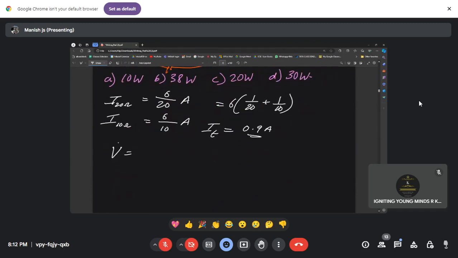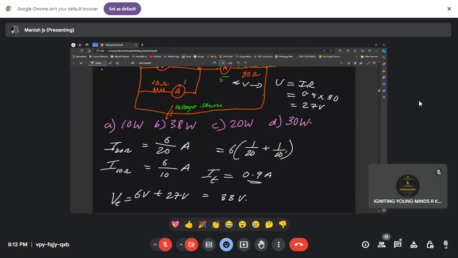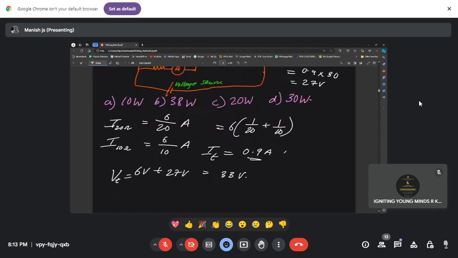So the total potential is going to be 6 volts plus 27 volts. How much is that? 6 plus 27. So 33, right? So 33 volts is the total potential. So we have found out the total current, we have found out the total potential. So we can easily find out what is the power supplied by the battery source.